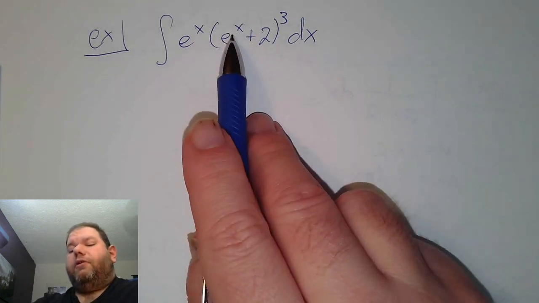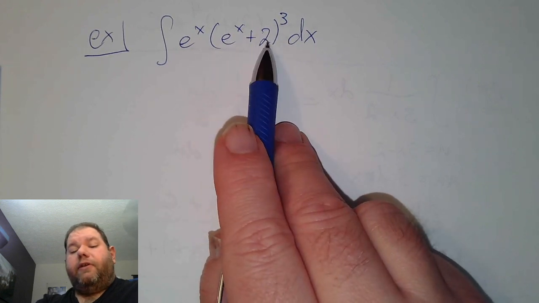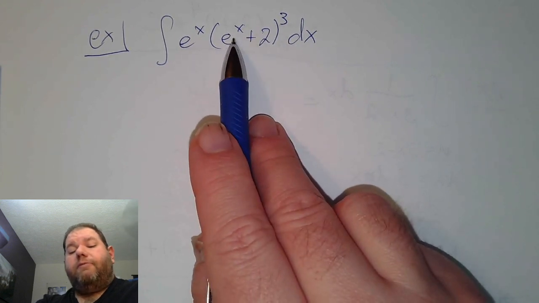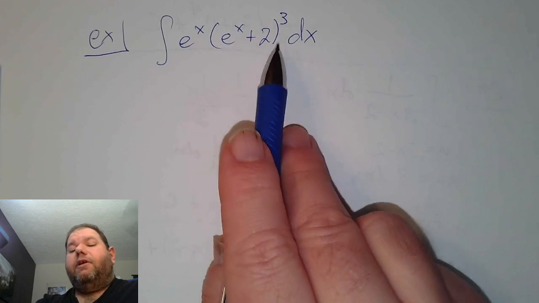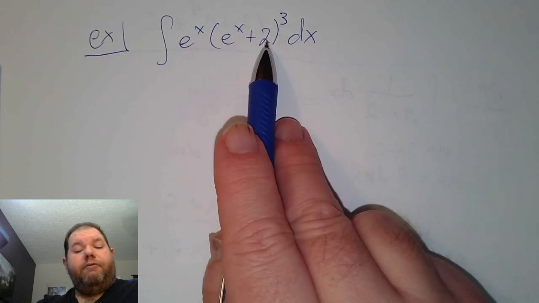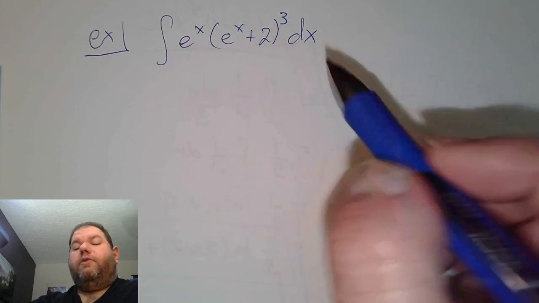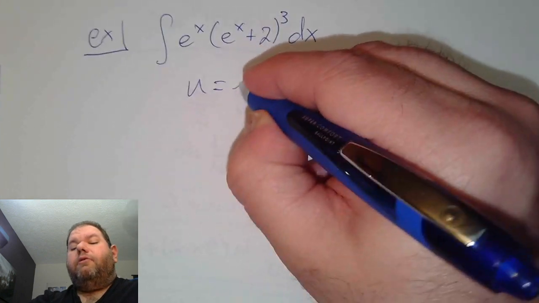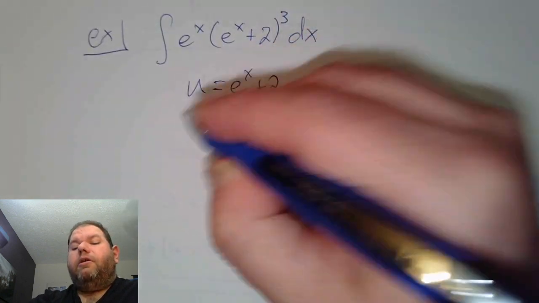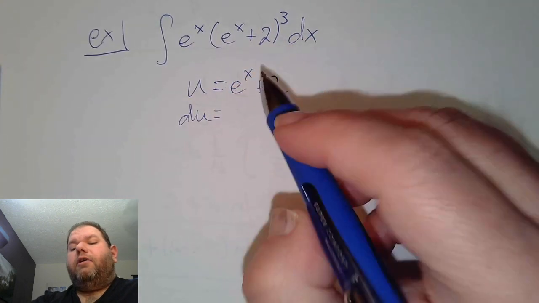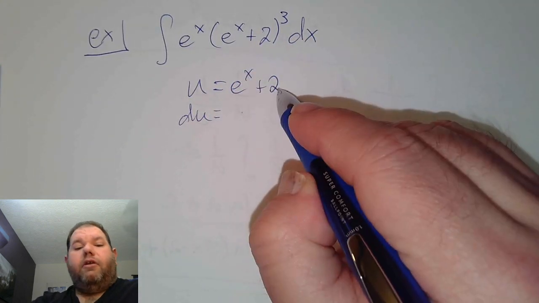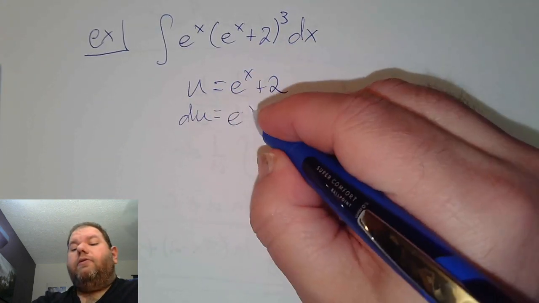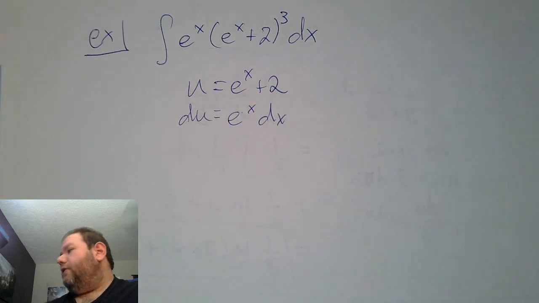If we look at this expression e to the x plus 2, the derivative of e to the x is e to the x, and the derivative of 2 is 0. So we can say if u is equal to e to the x plus 2, and then take the derivative of that, we get the e to the x, and then nothing from the 2. So it's just e to the x dx.